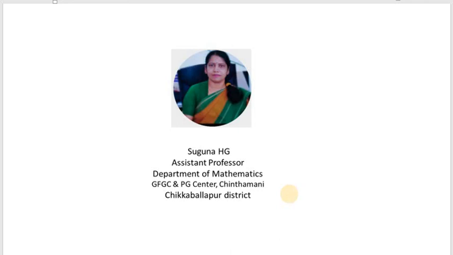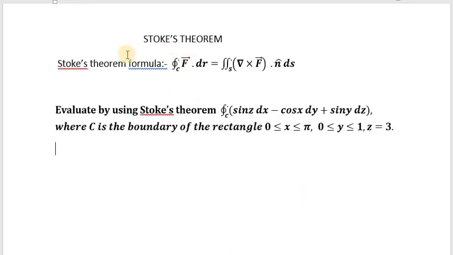In this video, I am going to work out a problem based on Stokes' theorem. Stokes' theorem states that the surface integral of the curl of a function over a surface bounded by a closed curve is equal to the line integral of the vector function around that curve. Stokes' theorem formula is like this: the line integral over a closed curve of f dot dr is equal to the double integral over the surface S of del cross f dot n ds. Del cross f means curl.